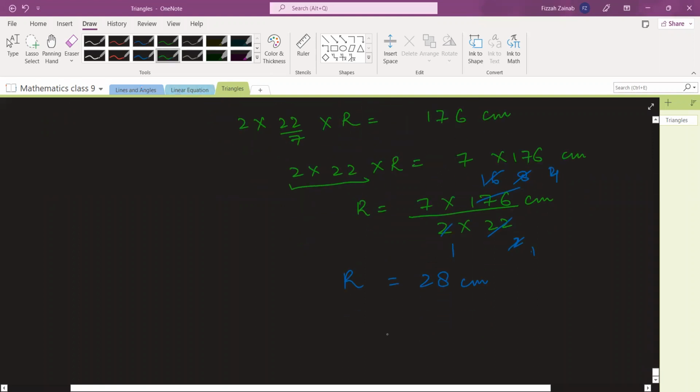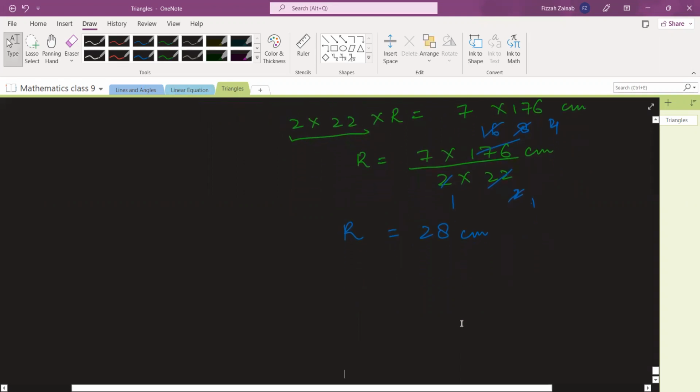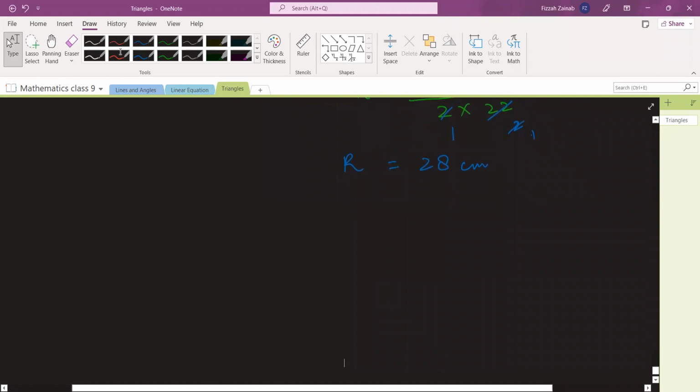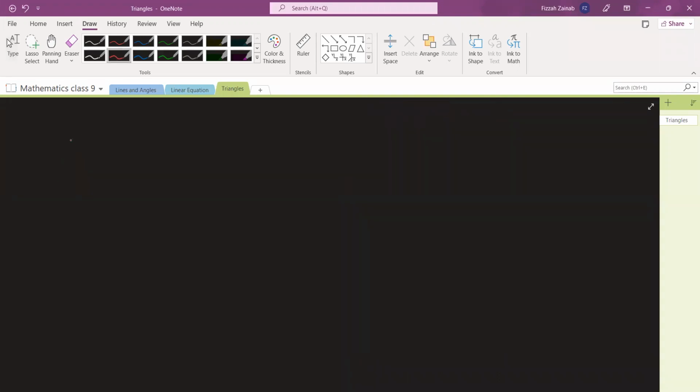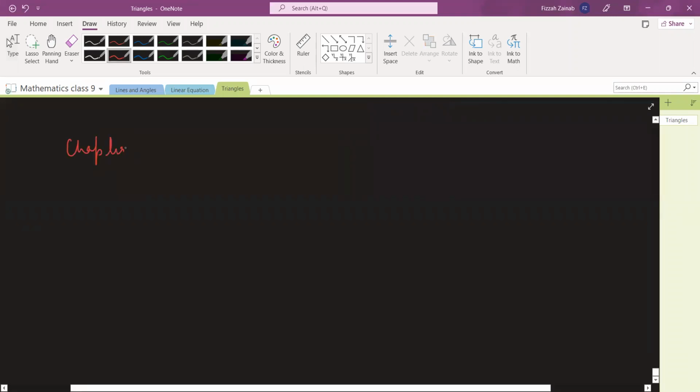Okay, so we will continue with this chapter after this, but let me start Heron's formula now, right? It's a small chapter. Let us finish it first. Okay, now set chapter 12. Heron's formula.